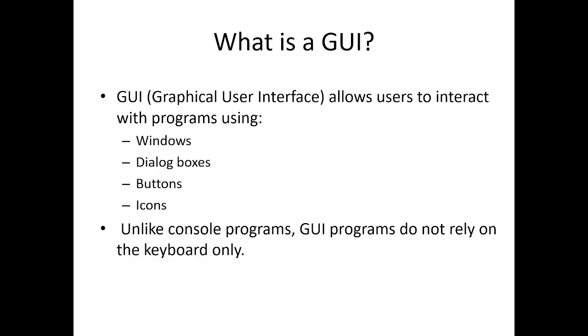Okay, so a GUI allows users to interact with programs. How do we determine this GUI? Based on images such as windows, dialog boxes, buttons, figures, or icons. So unlike console programs, GUI programs do not rely on the keyboard only.